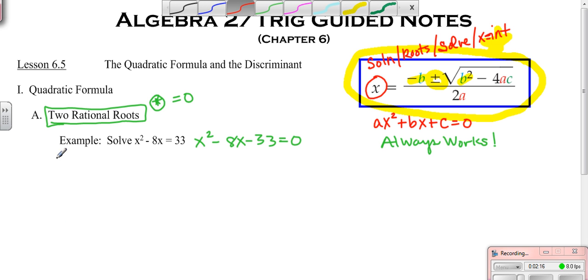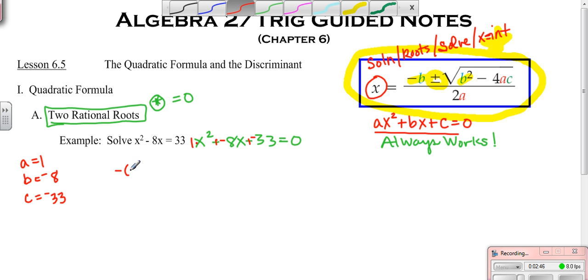So once I have this in standard form, I know that a is 1. Just remember there's a 1 right here that I don't write. Notice standard form is pluses, so this is really plus negative 8 and plus negative 33. So b is negative 8 and c is negative 33. So I just go ahead and plug everything into my formula.